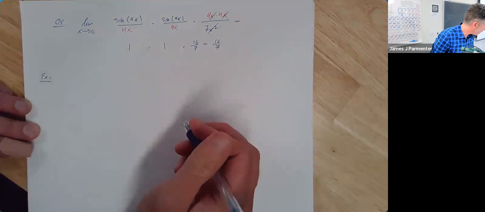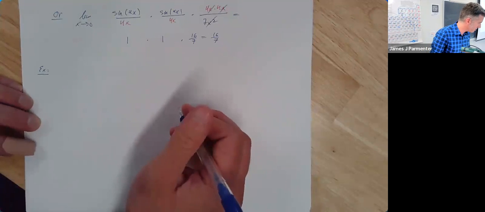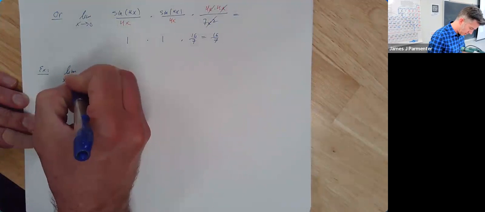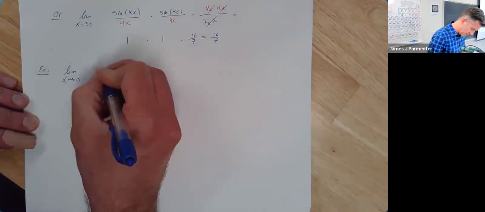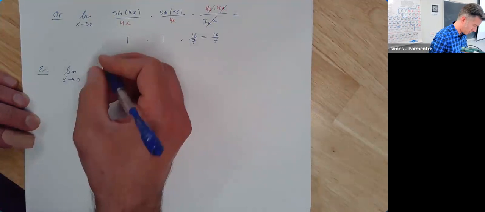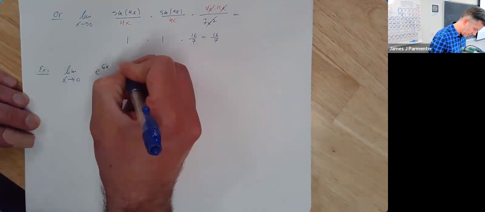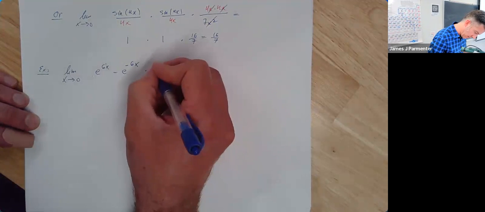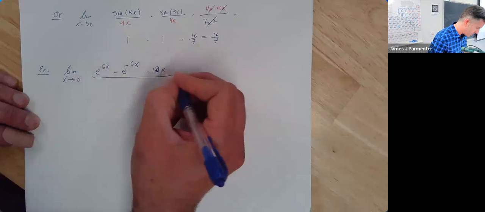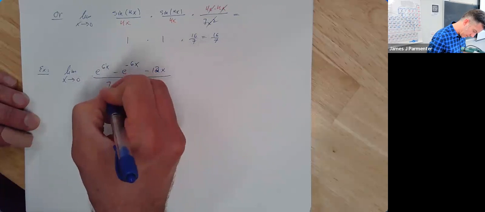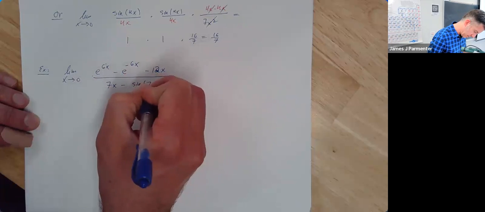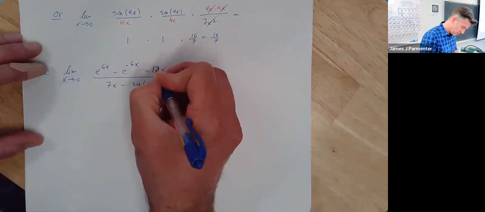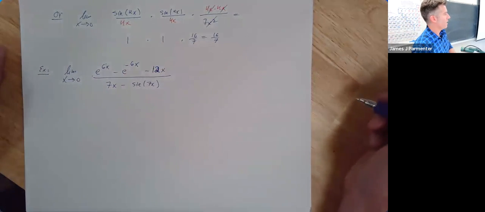There's a couple of homework type questions, just to point out how things can be kind of bonkers. How about the limit as x approaches 0 of e to the 6x minus e to the negative 6x minus 12x, over 7x minus sine of 7x. And the point of this problem is to make you do L'Hopital's rule a bunch of times.